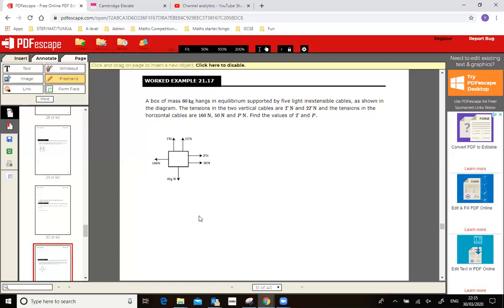Again, we talked about how we have to treat this in 2 different dimensions. So why don't we start by considering what's happening in the horizontal direction, and then also what's happening in the vertical direction. In the horizontal direction, we have 3 forces: 160 Newtons, P Newtons, and 50 Newtons. Let's assume this is the positive direction, but also we know it's in equilibrium, so the resultant force must add up to 0. So what we have here is that P plus 50 must equal 160. So straight away we know that P equals 110.